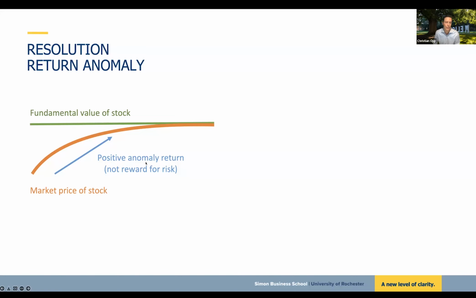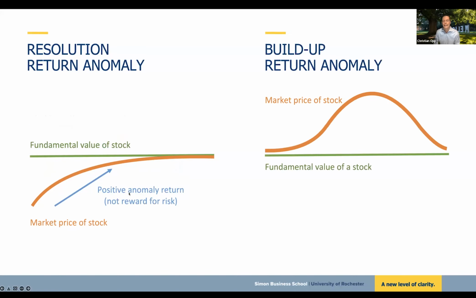Now, a positive anomaly return can, however, also lead to the buildup of mispricing. So here's another chart where we have the fundamental value as the green line. And now we can have at the beginning of this buildup of this mispricing episode, we have a positive anomaly return again, but this time this anomaly return creates mispricing rather than resolves it. So in and of itself, a positive anomaly return doesn't really tell you whether it leads to the resolution of mispricing or whether it leads to the buildup of mispricing. It also doesn't tell you whether the stock was initially roughly correctly priced or whether it was initially underpriced.